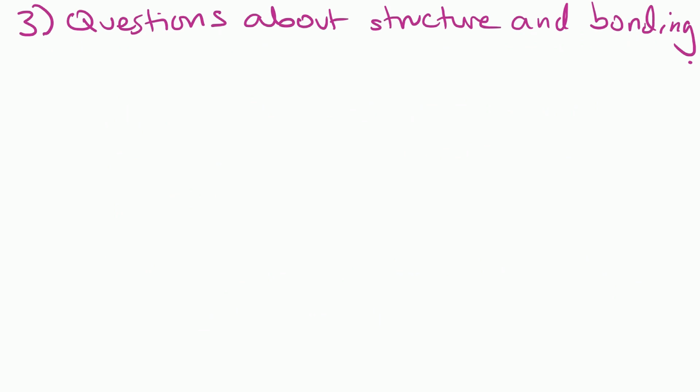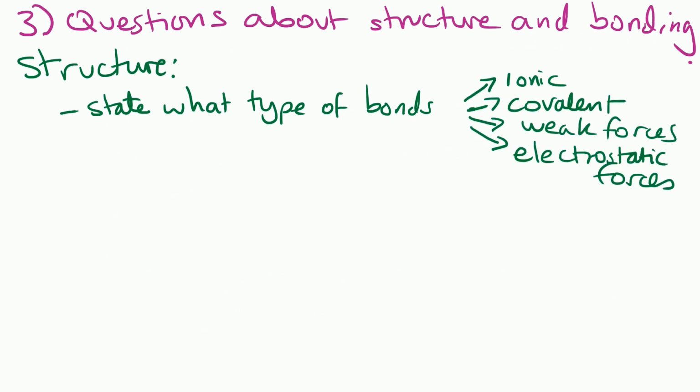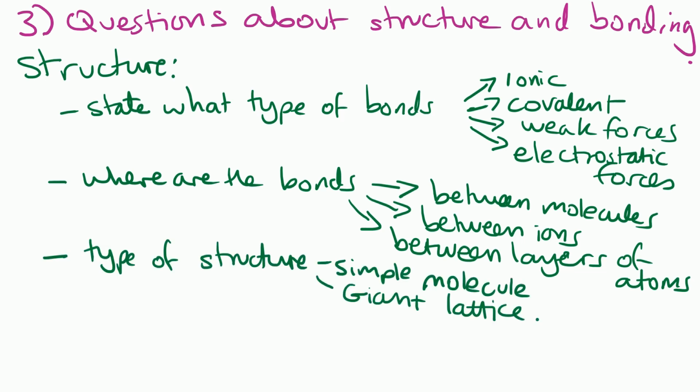When you get questions about structure and bonding, when we're talking about structure, make sure we state what type of bonds. Are they ionic bonds, covalent bonds? Are they weak forces, or are they electrostatic forces between positive and negative particles? Where are the bonds? Are they between molecules, between ions, between layers of atoms? So we're being very specific with our choice of words. What type of structure is it? Is it a simple molecule? Is it a giant lattice, for example?